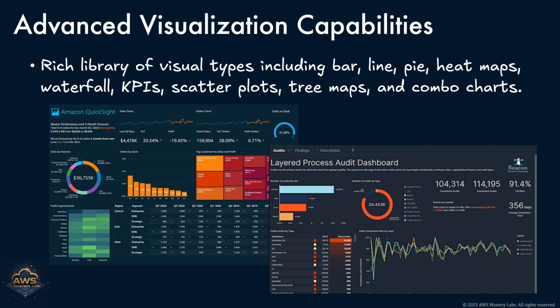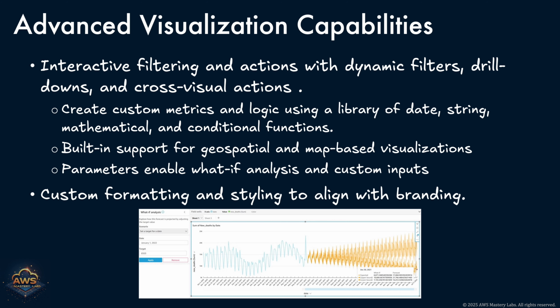For location-based analytics, QuickSight includes geospatial visualizations with built-in map support. You can display data using postal codes, country names, or latitude and longitude, making it easy to spot geographic trends and regional patterns. QuickSight dashboards are truly dynamic with their interactive filtering and actions. Users can apply filters directly to visuals, drill down into different levels of detail, or click on one visual to filter others, without reloading the page or querying the source.